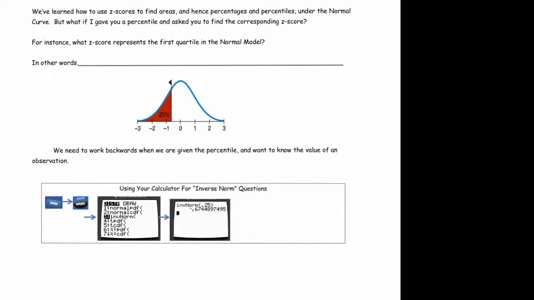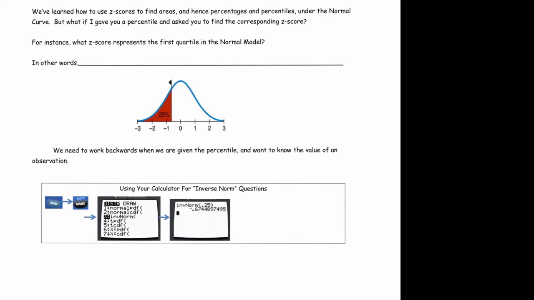We've looked at problems that involve finding areas under normal distributions, and those areas correspond to percentages. Those problems entail us taking a certain data value and finding its z-score, and then finding the percentage of data that relates to that z-score in a particular way. What we're going to do here is sort of work in the reverse. We learned to use z-scores to find areas and percentages and percentiles under the normal curve. But what if I gave you the percentile and asked you to find the z-score, or even the score in context that goes with that percentile?